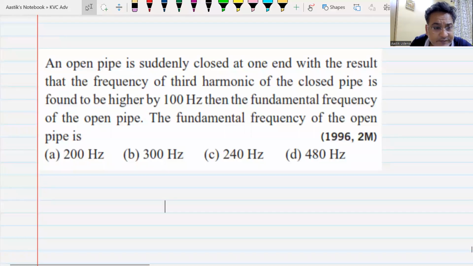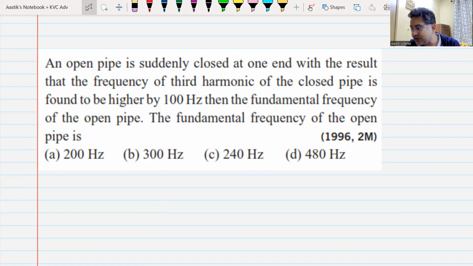This is question number 1. An open pipe is suddenly closed at one end. The open pipe becomes a closed pipe, with the result that the frequency of the third harmonic of the closed pipe is found to be higher by 100 Hz than the fundamental frequency of the open pipe. What is the fundamental frequency of the open pipe? The pipe is the same. It was open, now it is suddenly closed. Do you understand the question?